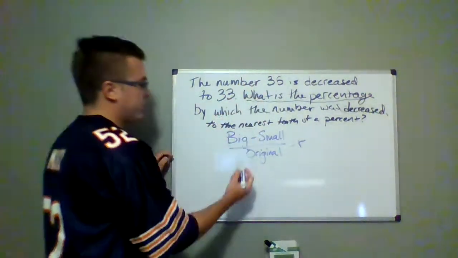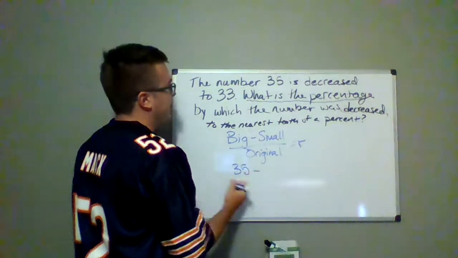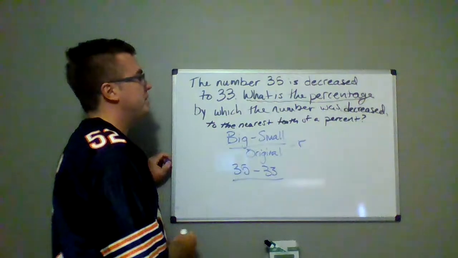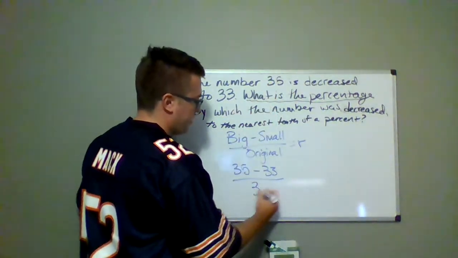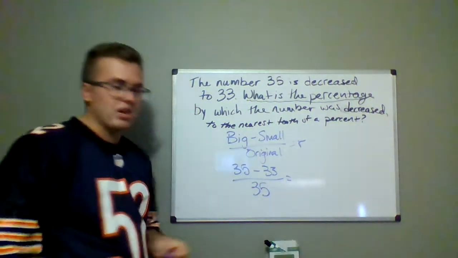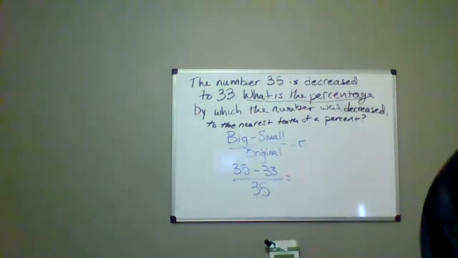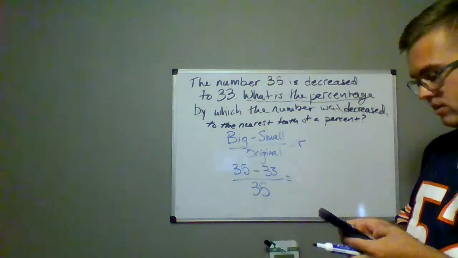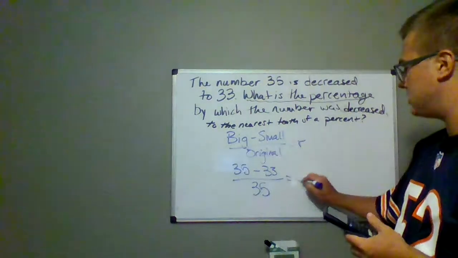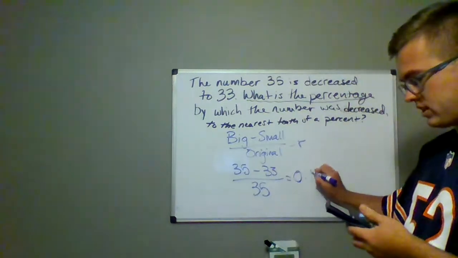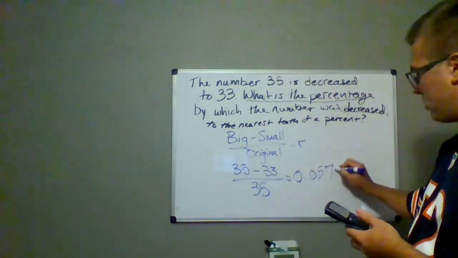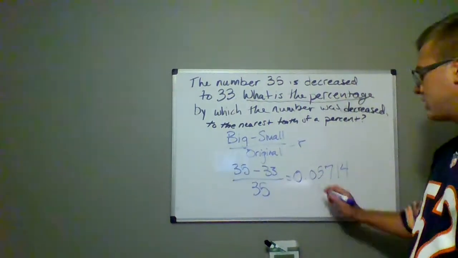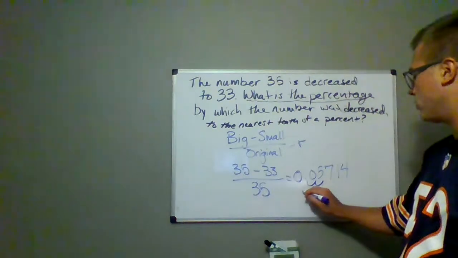So now all I have to do is plug in my numbers to find R. My big number is 35, my small number is 33, divided by the original number, which was 35. Then I plug it into my calculator. 35 minus 33 is 2. 2 divided by 35 gives me 0.05714. And remember, once we change that to a percent, we have to move the decimal 1, 2 places to the right.